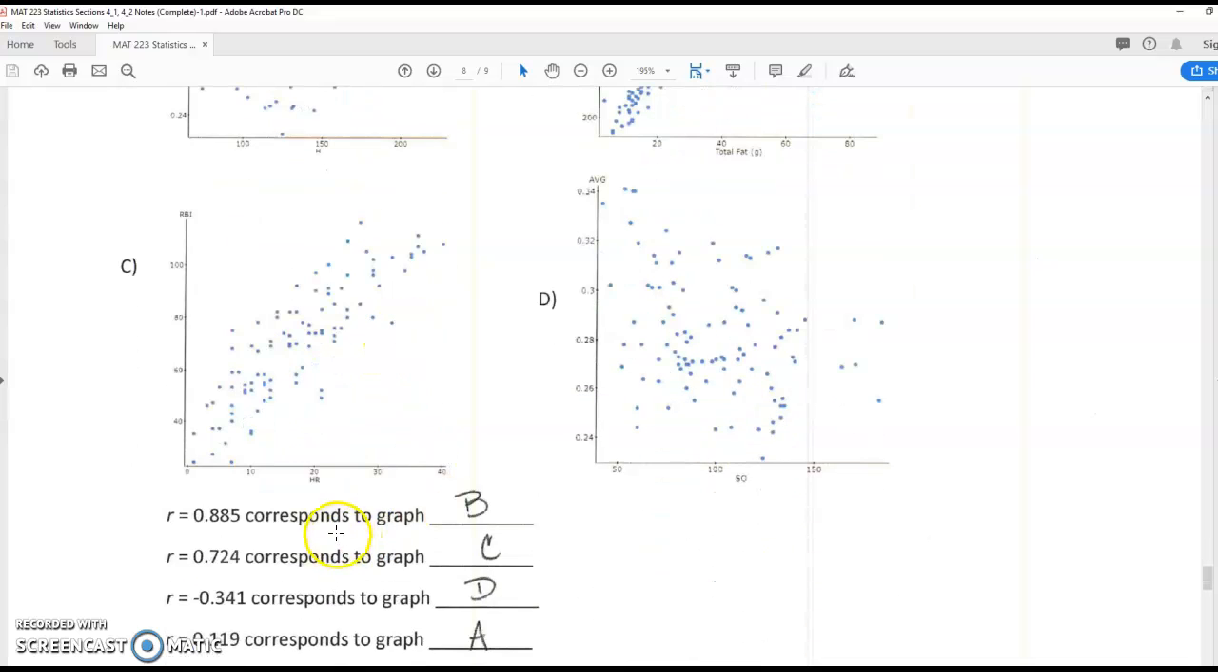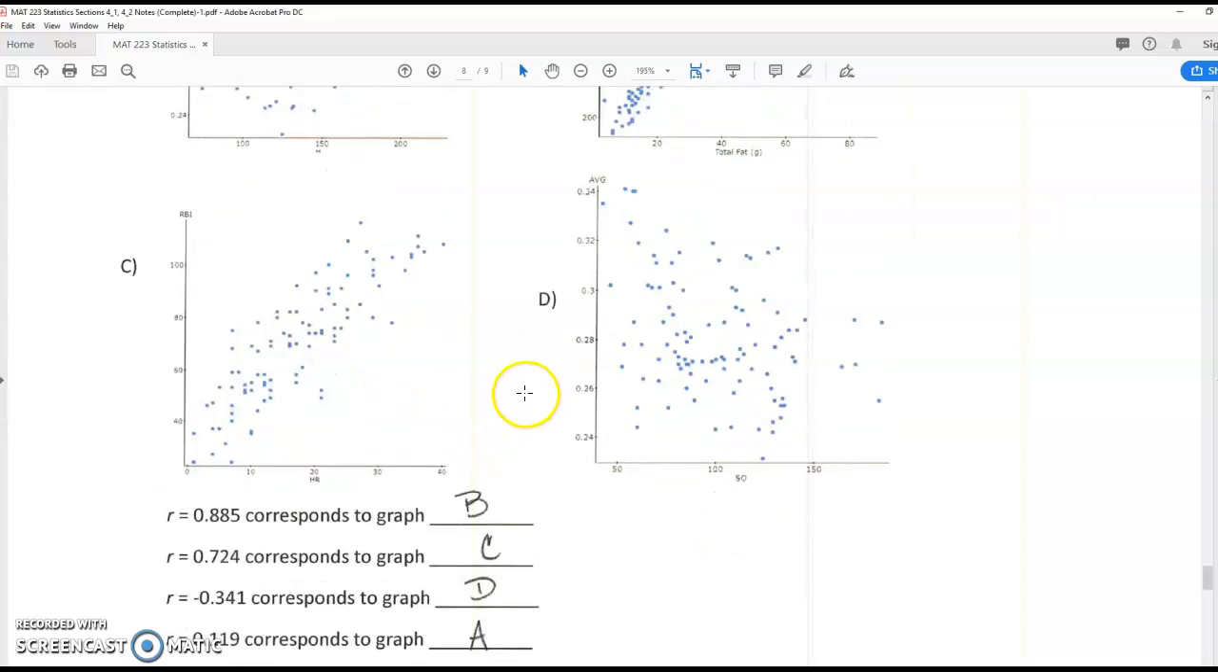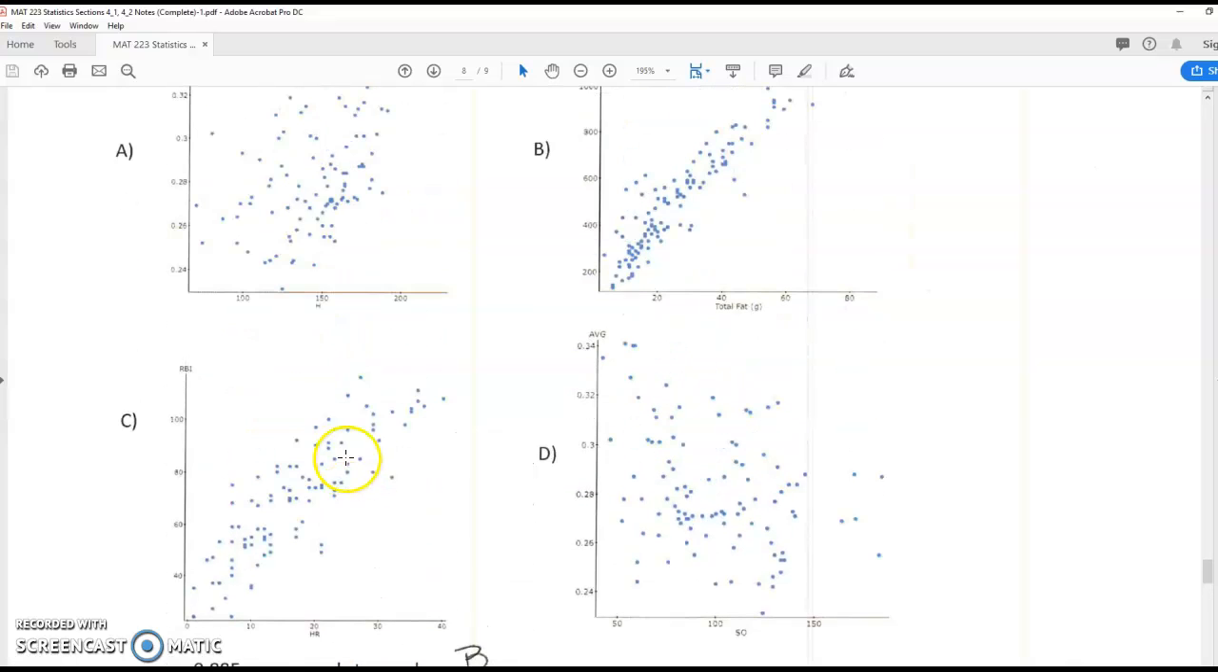So that means that if I look for my strongest positive correlation, that's r = 0.885, that would go with B because it's the strongest. My second strongest positive correlation, 0.724, would go with C because it was the second strongest positive. There's my one negative correlation, so that goes with D. And then my weakest positive correlation goes again with A.